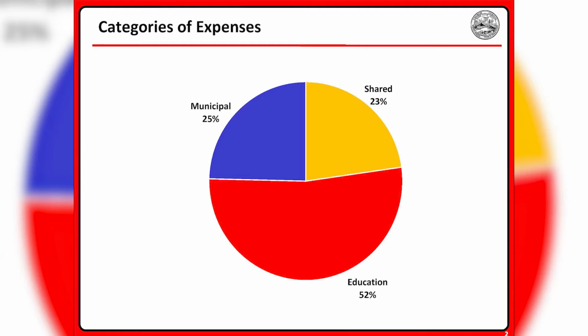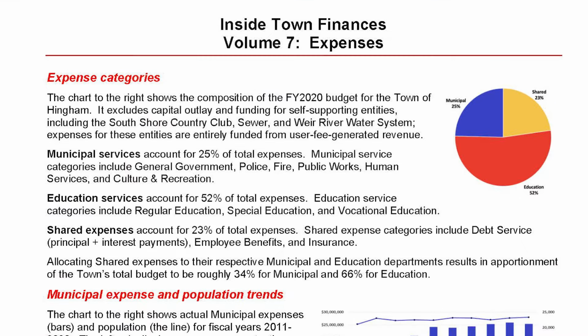The chart on your screen shows the composition of the fiscal year 20 budget for the town of Hingham. Municipal services account for 25% of total expenses. Municipal service categories include general government, police, fire, public works, human services, and culture and recreation.